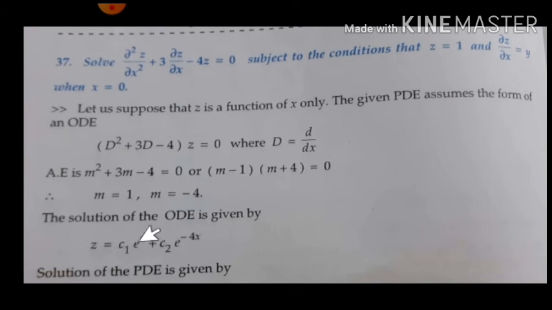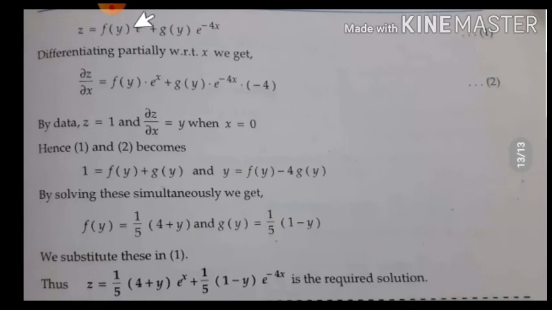Now the solution of the PDE is written just by replacing C1 and C2 with functions of y. Because I know the z answer is given with respect to one independent variable, so the constants should be given with respect to the other independent variable. So z is equal to f(y) e^x + g(y) e^(−4x).